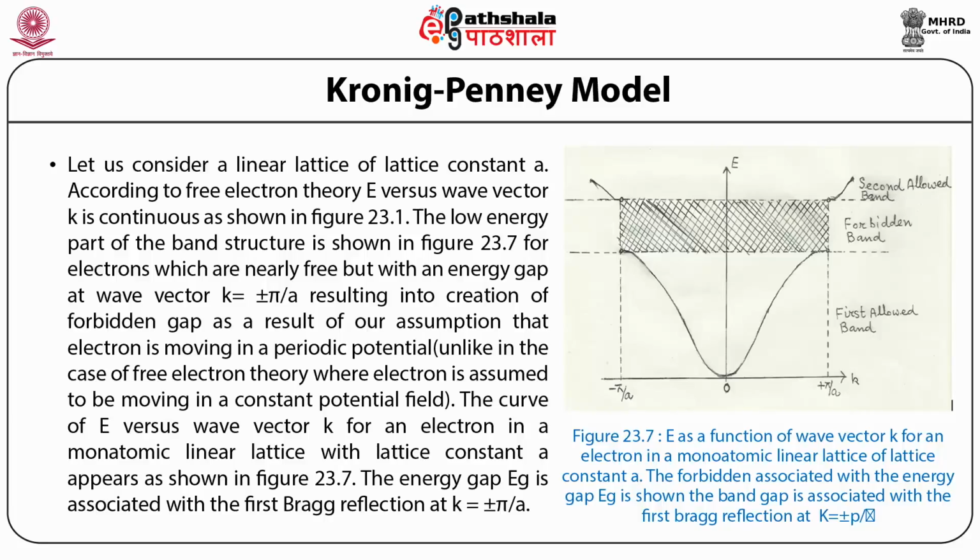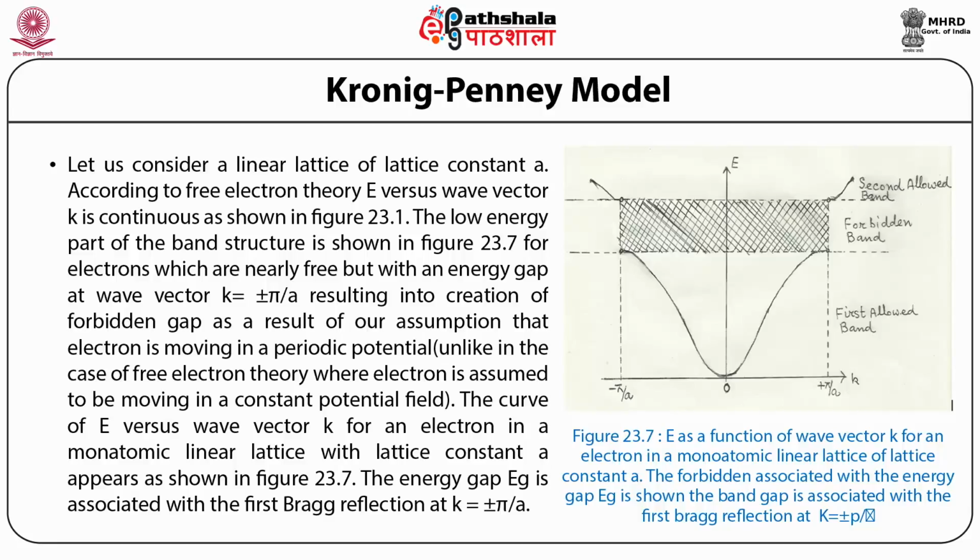The low energy part of the band structure is shown in figure 23.7 for electrons which are nearly free but with an energy gap at wave vector k equal to plus minus pi by a, resulting in the creation of a forbidden gap as a result of our assumption that the electron is moving in a periodic potential, unlike in the case of free electron theory where the electron is assumed to be moving in a constant potential field. The curve of capital E versus wave vector k for an electron in a monatomic linear lattice with lattice constant small a appears as shown in figure 23.7.